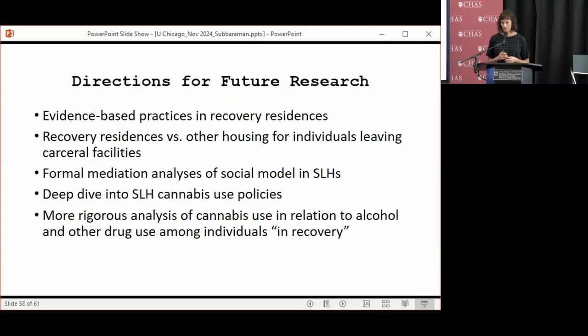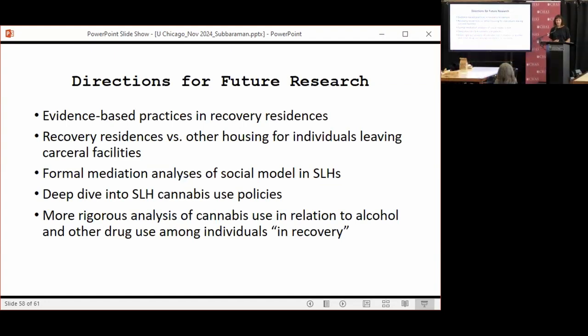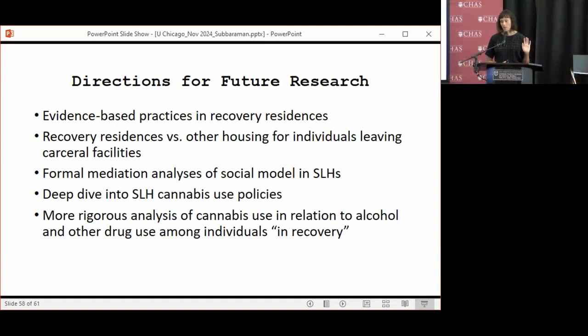So to finish off with some directions for future research, for the NSTAR study, we are starting to look at evidence-based practices. That's part of our survey of the 838 randomly sampled houses. We've surveyed them about their practices. We're going to be learning more about what's going on in these houses, and eventually we would like to look at how those practices are related to outcomes.